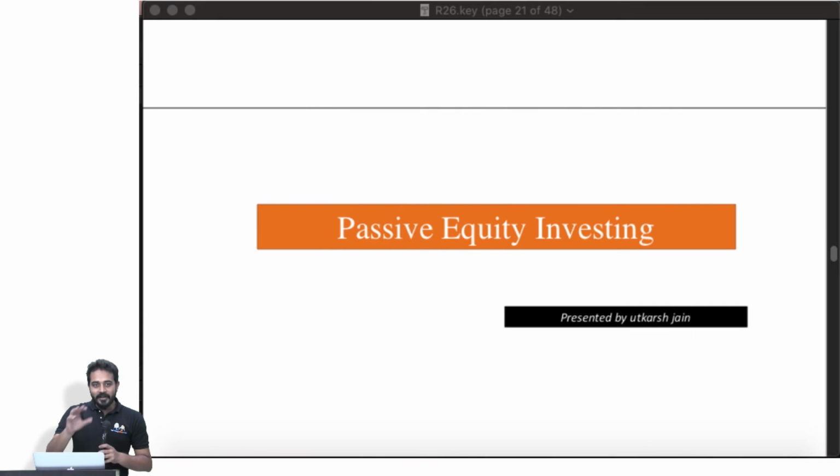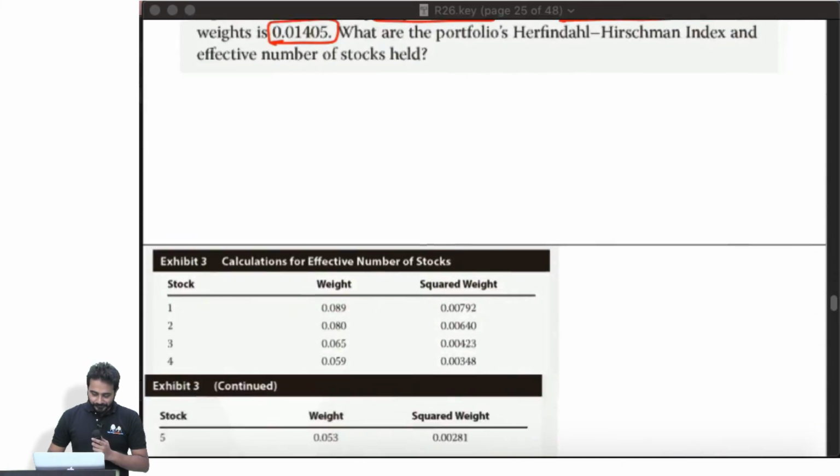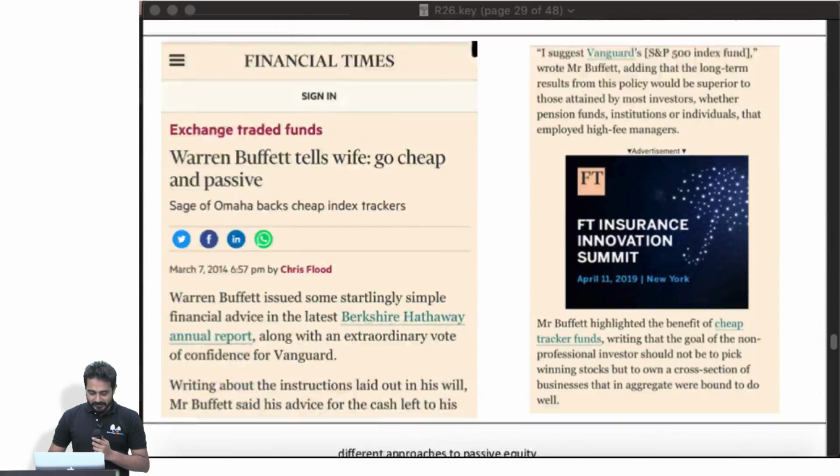One of the biggest proponents of passive investments, one of the biggest appreciations for Vanguard, has come from Warren Buffett. Now you'd be surprised. You'd say why? Because Warren Buffett is an active investor. We know that he buys stocks. Then why is he proposing passive investments? So there's an interesting article I found online for you. We'll have a look at it first.